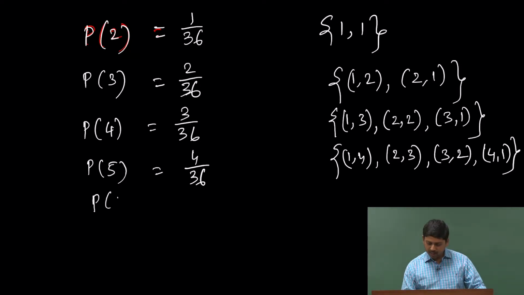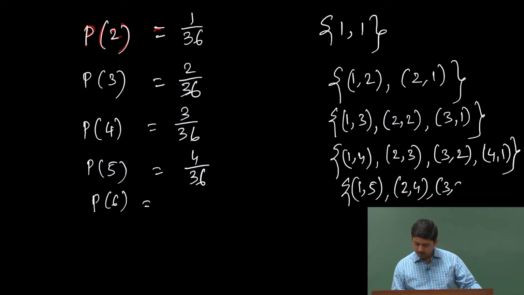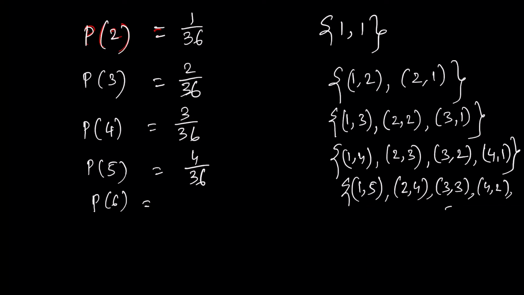How many possibilities can you get for 6? 1 5, 2 4, 3 3, 4 2, 5 1. 5 possibilities. How many ways can you get 7? We will see it is 6 possibilities.